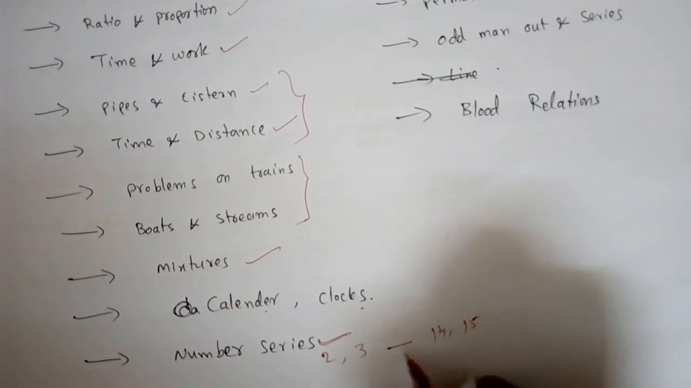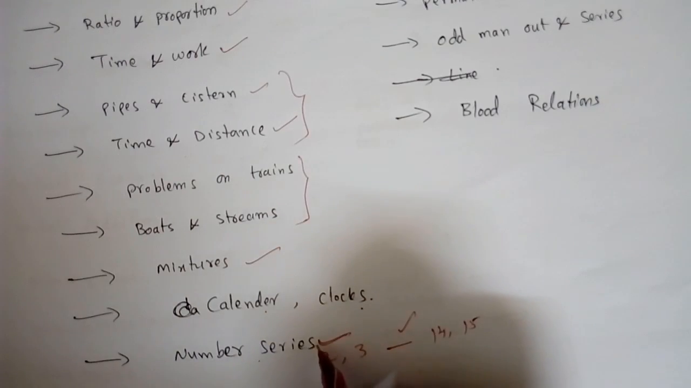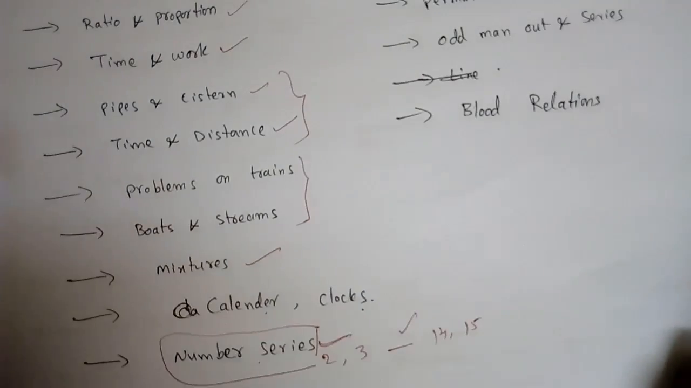Or 15, 14. So what is the missing number? So we have to identify this one. In 2017 and 2016, I think we did not get any question from the number series, but we'll get questions from number series, right? So an important concept is number series.